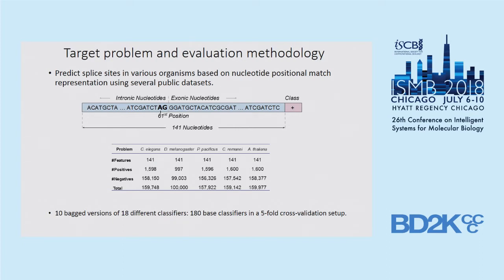These are relatively large data sets, and we create 10 bagged versions of the data and train 18 of the most popular prediction algorithms on them, and end up with 180 base predictors. So you can imagine that for 180 base predictors, the ensemble selection problem is very computationally intensive. The agent ends up looking at a space of 2 to the 180 base predictors, which is pretty large.